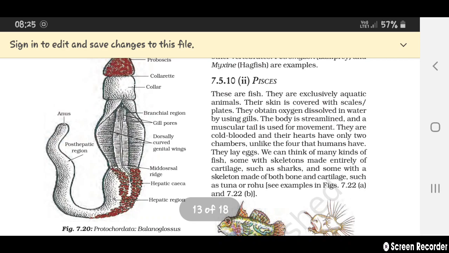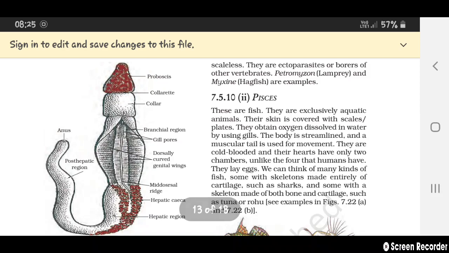The next is the Pisces. These are fish. They are exclusively aquatic animals, and their skin is covered with scales and plates. They obtain oxygen dissolved in the water by using gills. As you know, fish use gills for breathing. The body is streamlined and cold-blooded. They use the muscular tail for movement, and their heart has only two chambers.